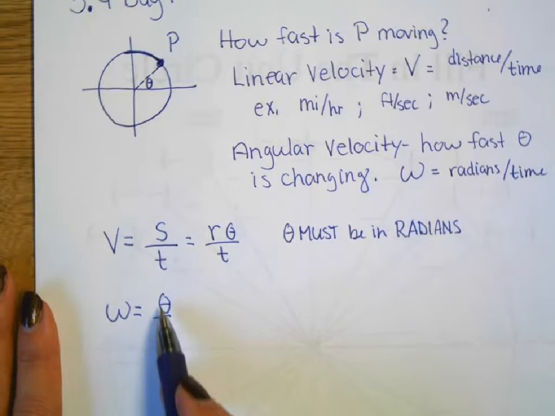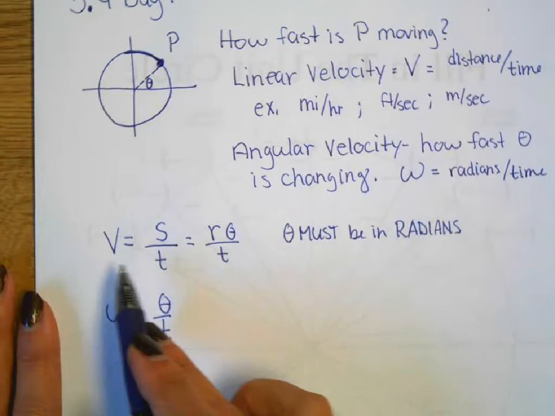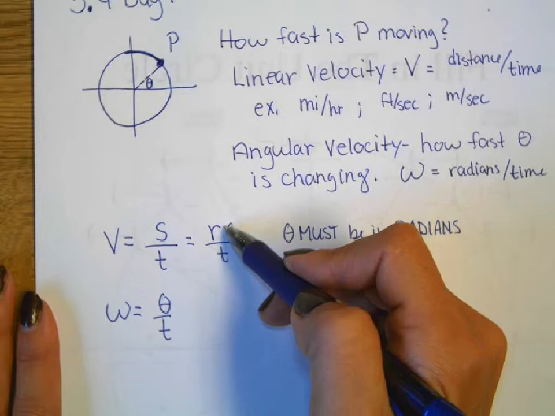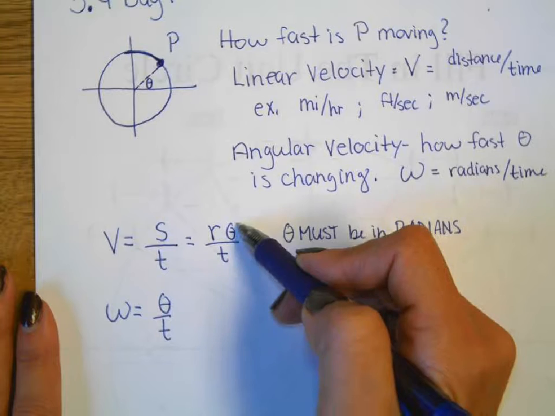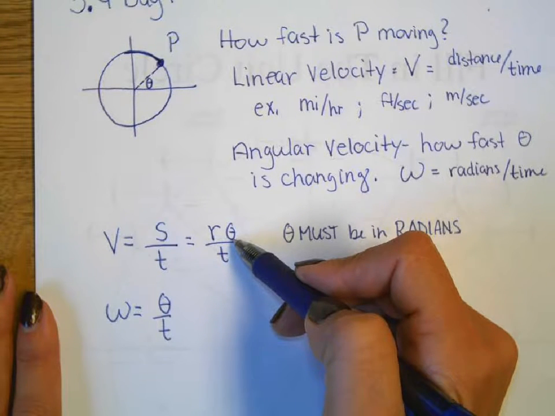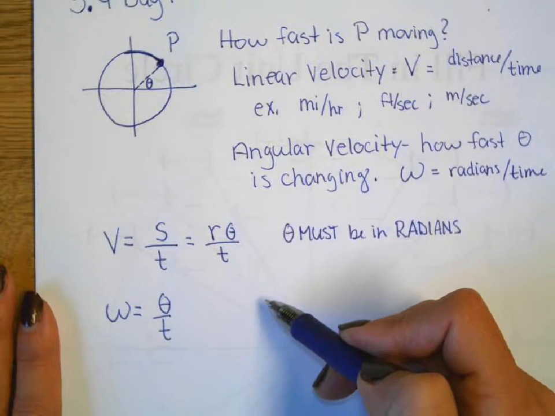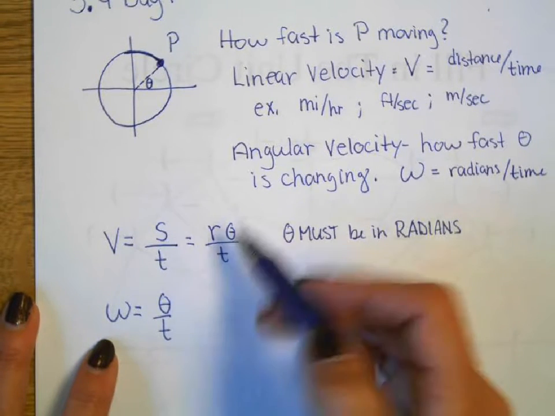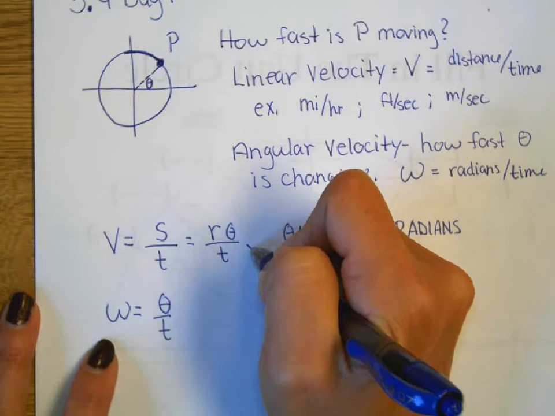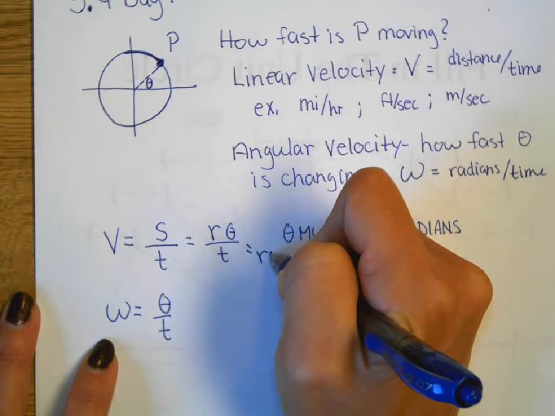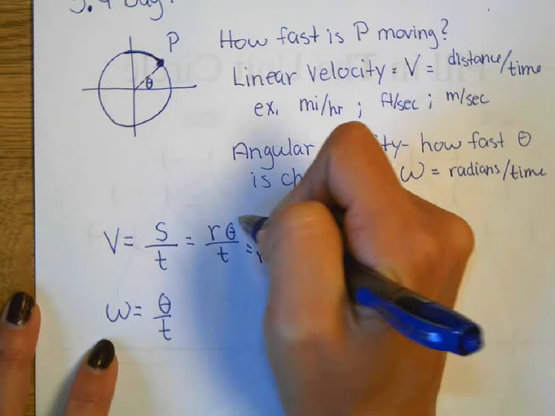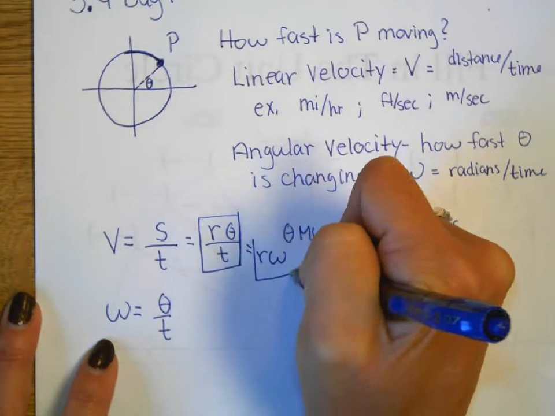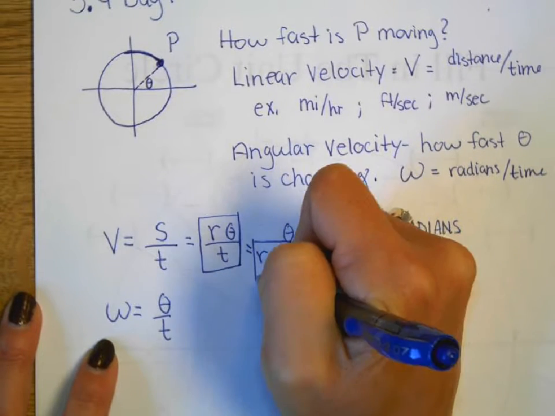Now, what this does for us is it gives us another version for linear velocity. Do you see the theta over t here in linear velocity? What can I replace that with? What's theta over t equal to? W. So another velocity formula, not used very often, would be r times w. So we have two linear velocity formulas, this one and this one.